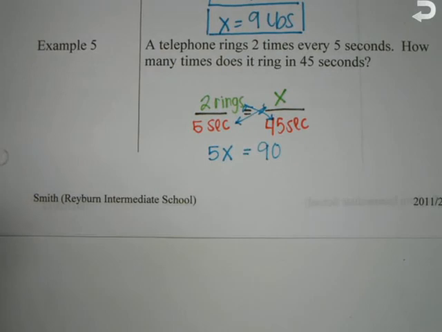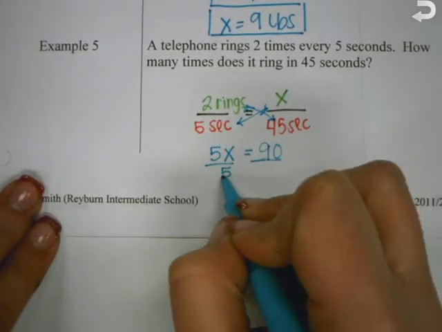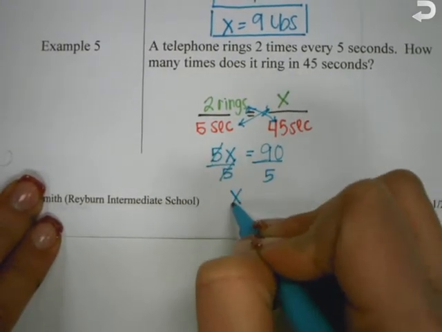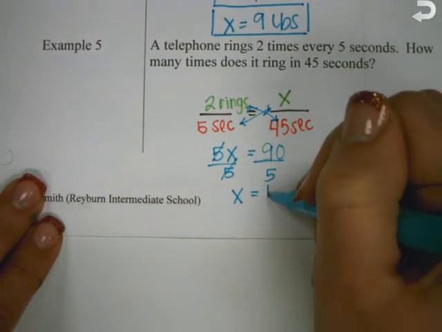5 goes into 9 once, and there's a remainder of 4, and 5 goes into 40 8 times. 18 what? 18 rings. It rings 18 times. Yeah, that's okay. Okay?